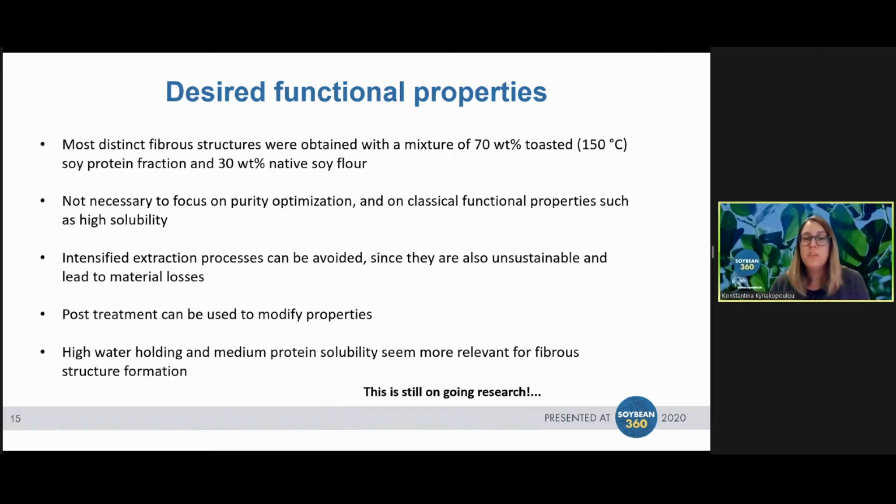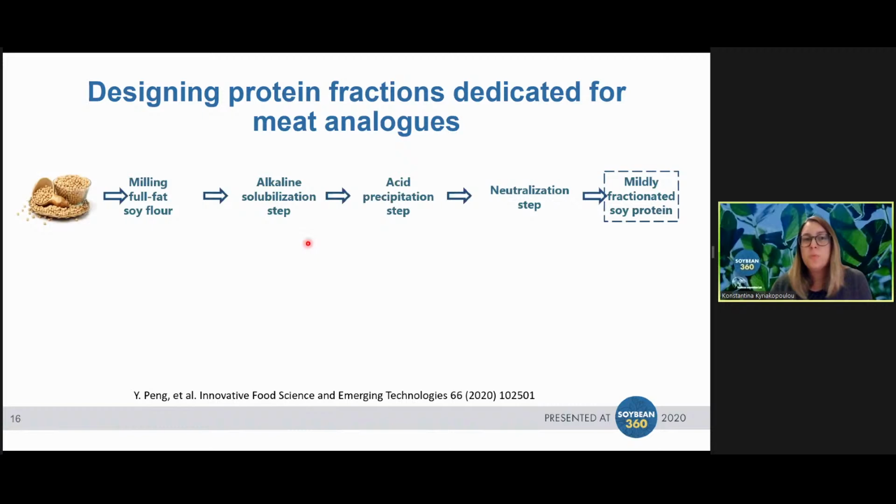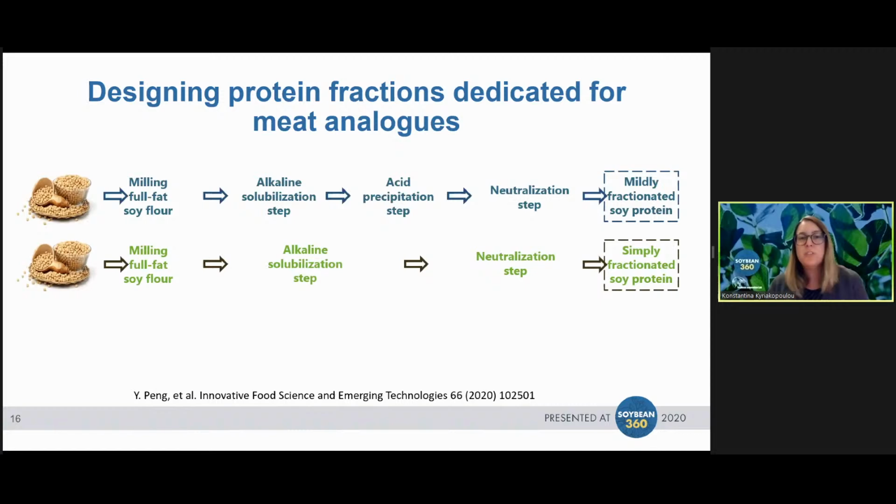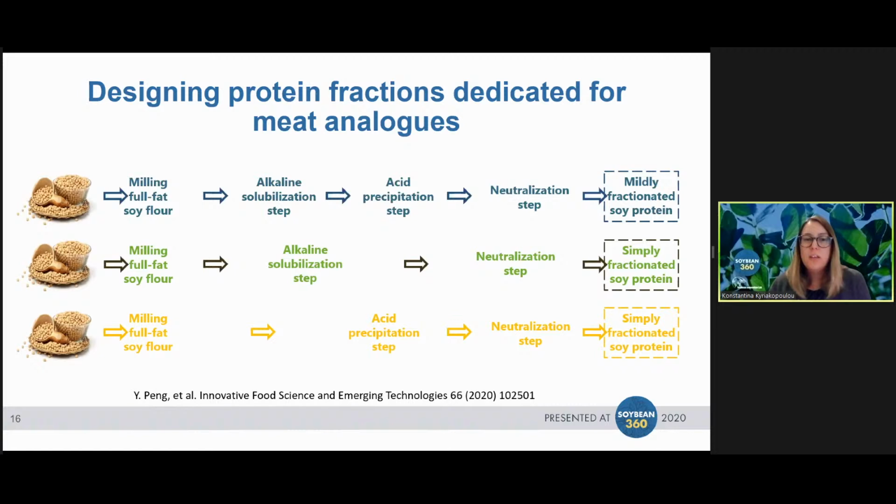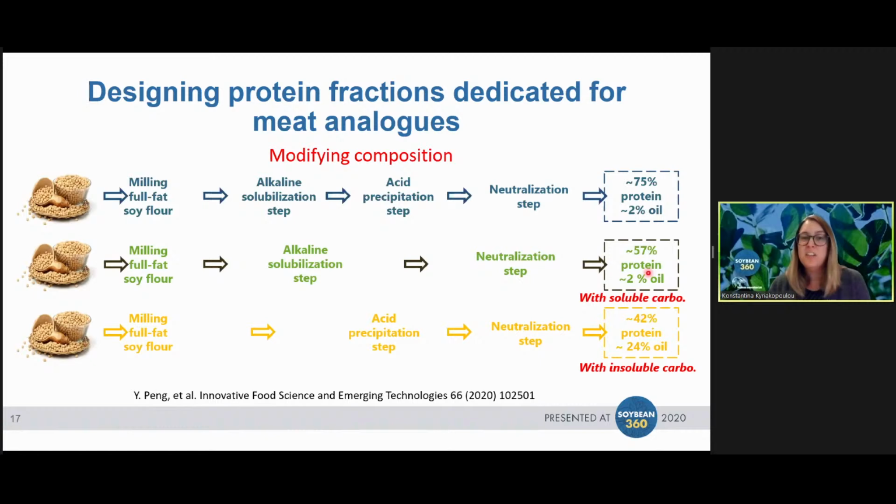And we designed different fractionation processes and dedicated forming analogs. From the aqueous fractionation process that was already introduced, we also thought about changing some steps, going to an even simpler fractionation process by removing, for example, the acid precipitation step, or even removing the alkaline solubilization step. And what we observed is that the composition was significantly different. We still have enrichment of the protein, but by removing the acid precipitation step, the enrichment is lower, so it's closer to a protein concentrate.